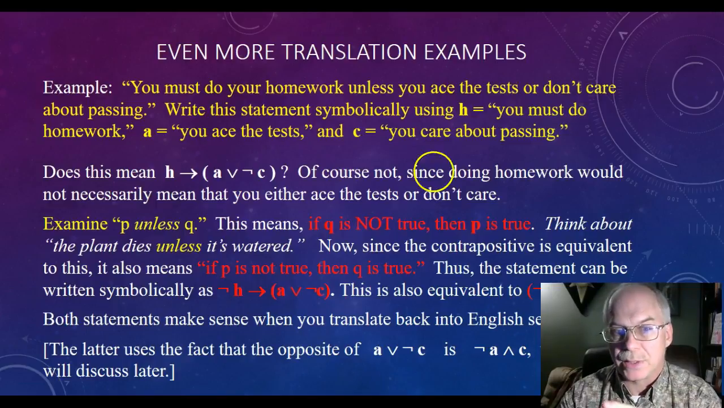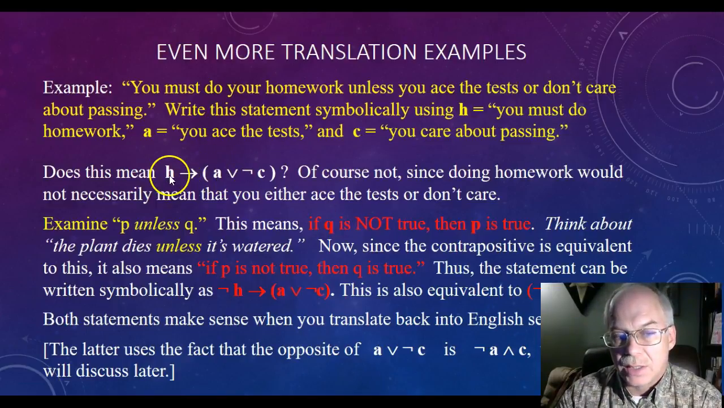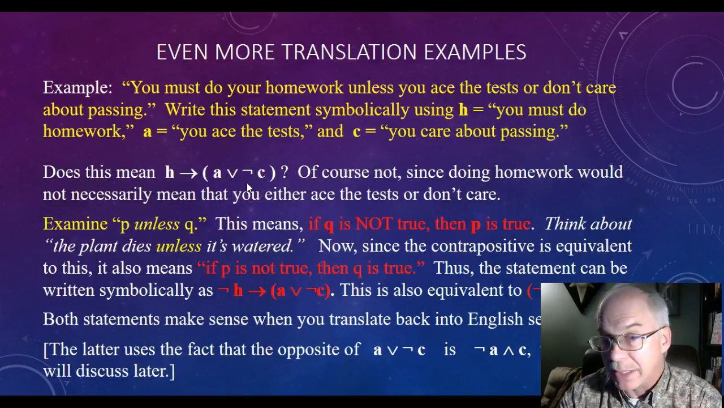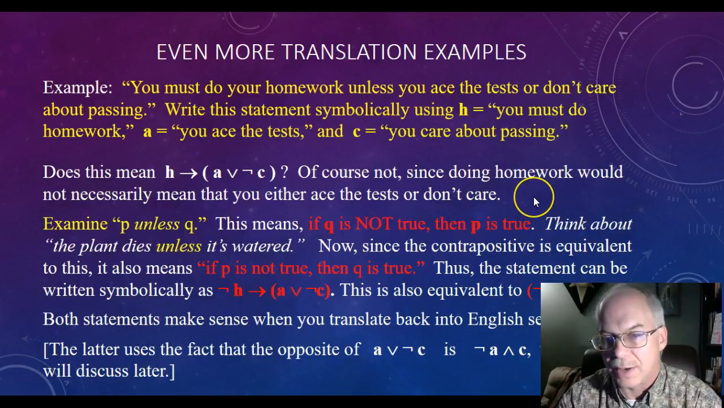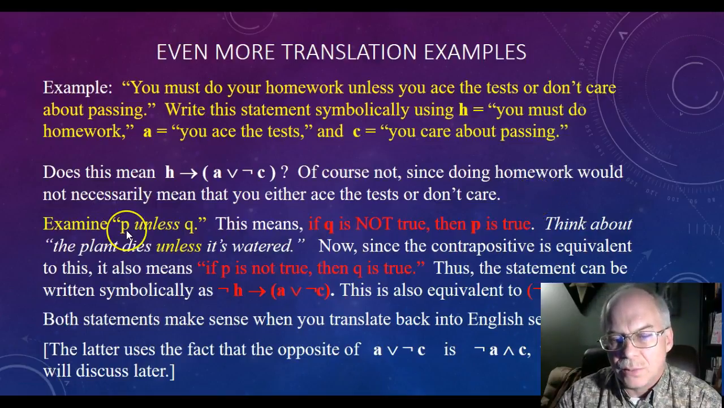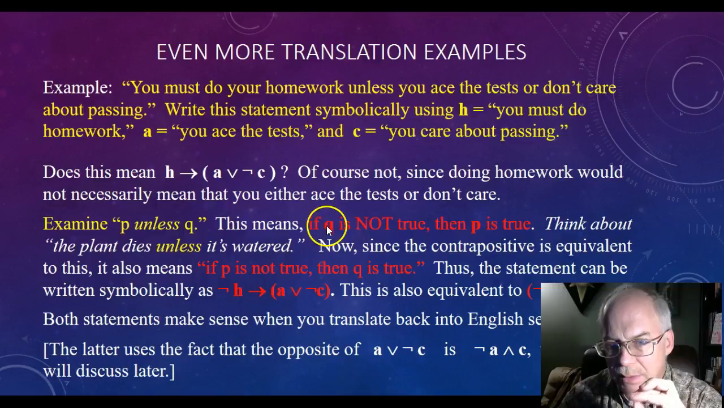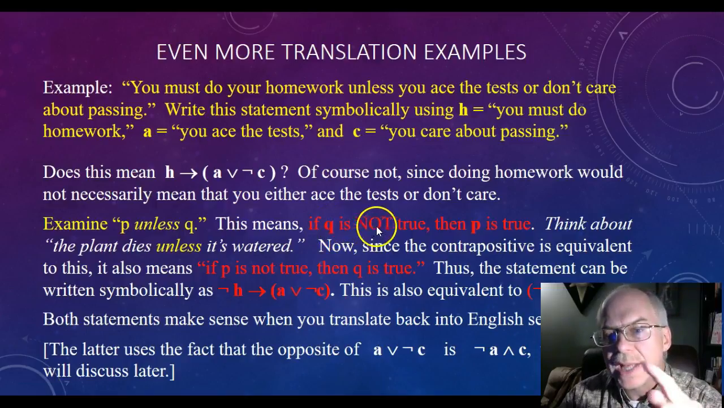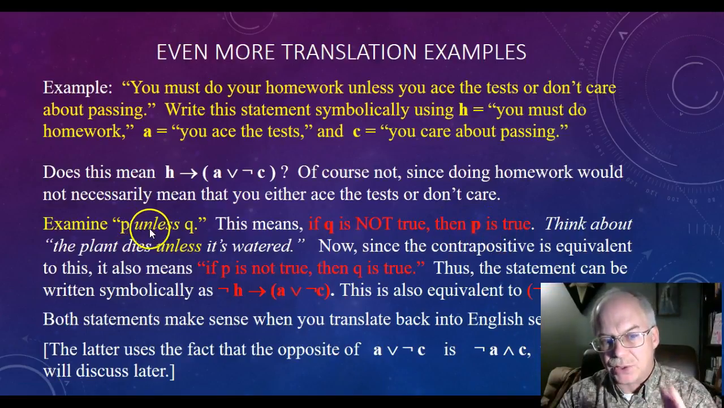So I said, okay, does this mean, as you see right here, if you do your homework, then you either ace the test or don't care about passing? Is that what it means? No, that doesn't really make sense. Of course not, since doing homework would not necessarily mean that you either ace the test or don't care. So let's look at that P unless Q. Examine that. This means if Q is not true, then P is going to be true. See, it's saying P is true unless Q. But if Q is not true, then P is going to be true.